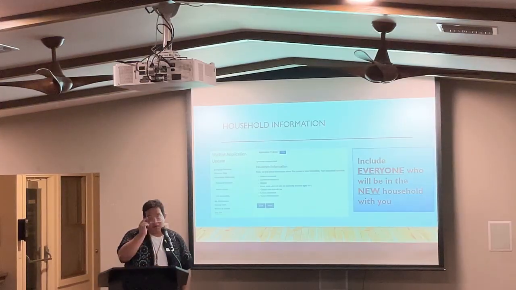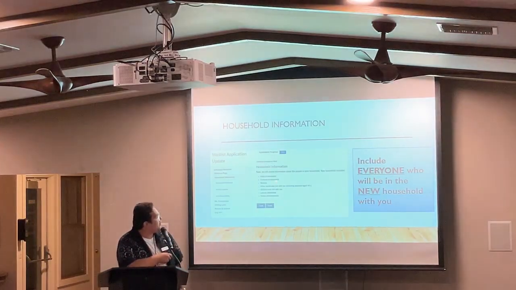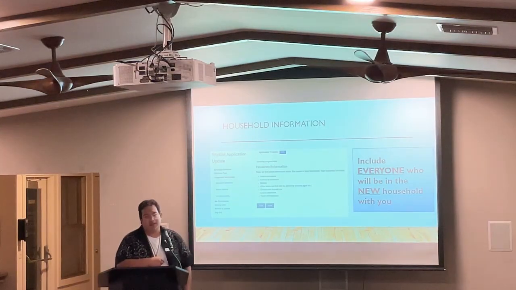So this is where I said you want to enter in all information for everyone who will be going into the household with you. And so that includes co-head of households, spouses, other adults who live with you over the age of 18, children, live-on attendees. That would be like if you have medical reasons and you have someone who sleeps with you overnight.